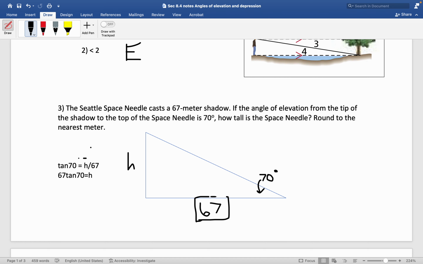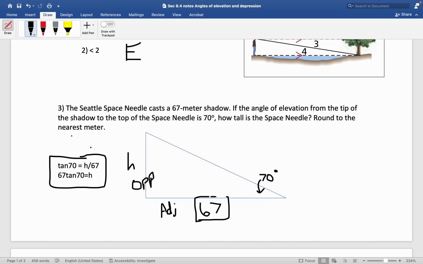So over here on the left, you can see how we would set up and solve. We would use the tangent function because we have our opposite side here and our adjacent side that we are working with. So we say that the tangent of 70 equals h over 67, and we can multiply that by 67, and we will find the height of the Space Needle to be 67 times the tangent of 70. If we plug that into our calculator, we get about 144 meters.